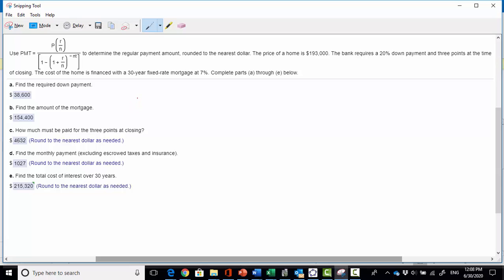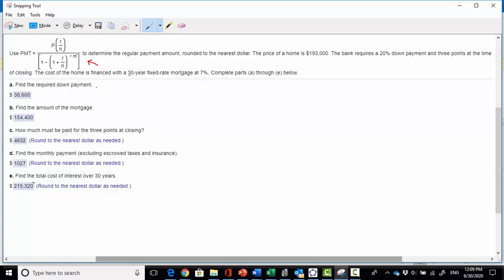In this problem, we're going to take a look at mortgage. They want us to use the payment formula to determine the regular payment amount, rounded to the nearest dollar. The price of the home is $193,000, and the bank requires a 20% down payment and 3 points at time of closing. The cost of the home is financed with a 30-year fixed rate mortgage at 7%. So before you start answering questions, make sure you understand the information given here.